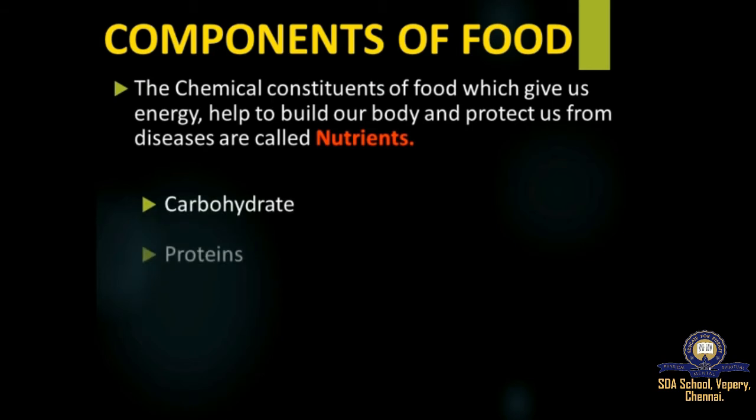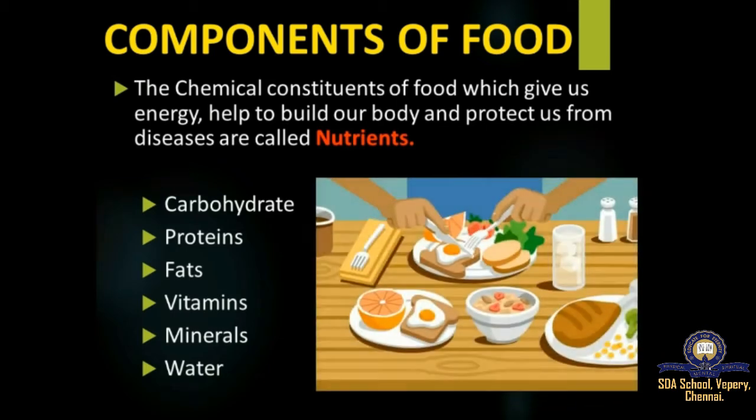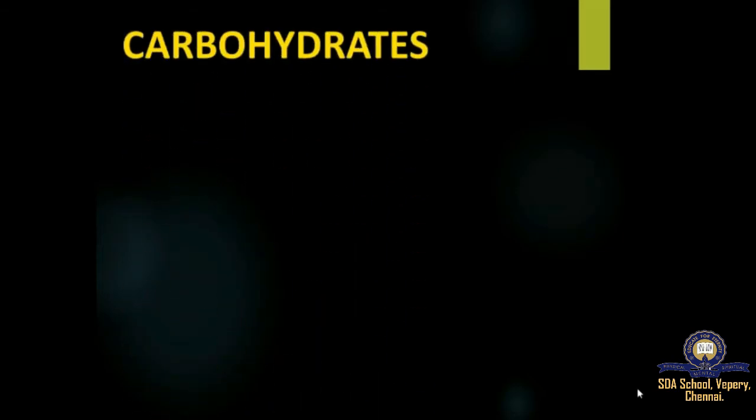The various components of food are carbohydrates, proteins, fats, vitamins, minerals, and water. Now we'll be learning about the components of food one by one. In today's class, you'll be learning about carbohydrates, proteins, and fats. First we'll be learning about carbohydrates.